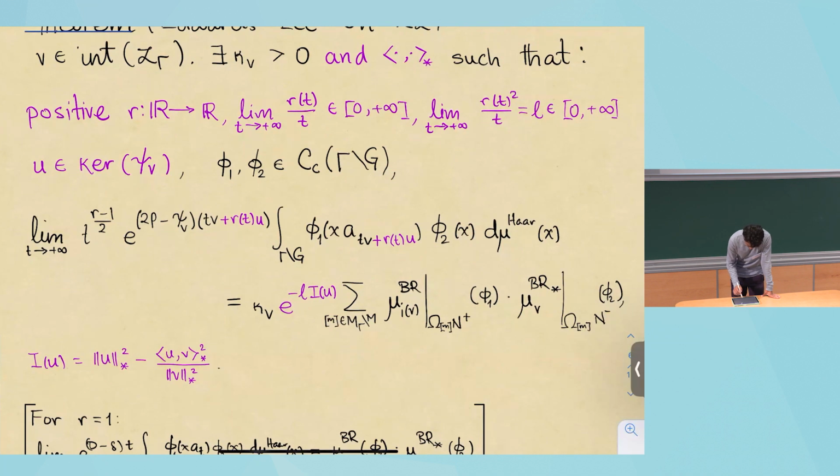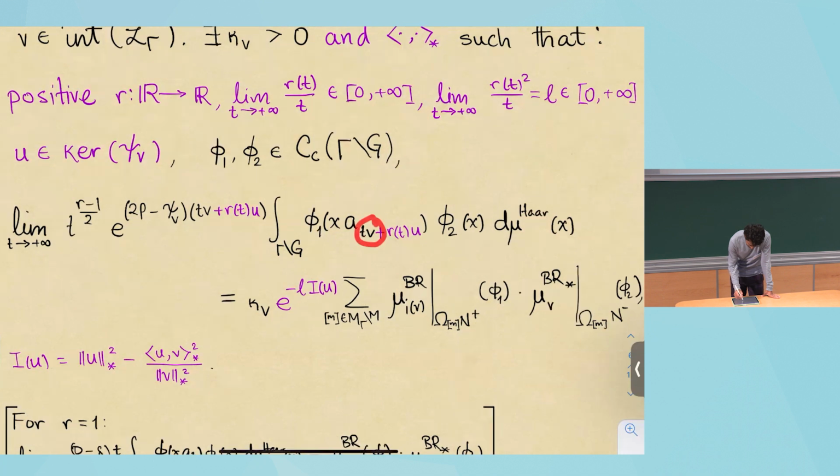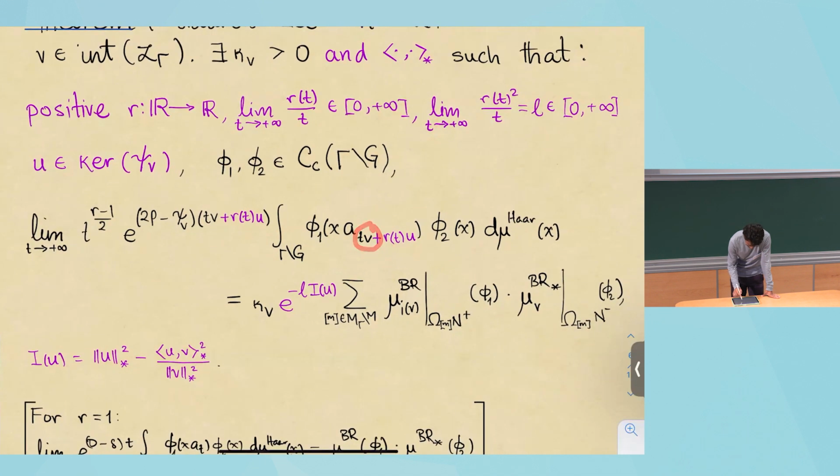Then the theorem changes in the following way. In this exponential quantity, you have to add this RTU. The flow is now not just, you don't just move by a sub tv, but also by a sub tv plus RTU. Then the limit modifies by this exponential quantity here, which depends on u.